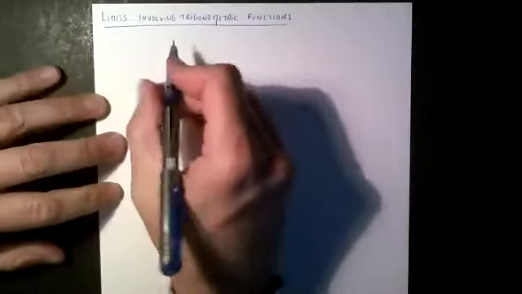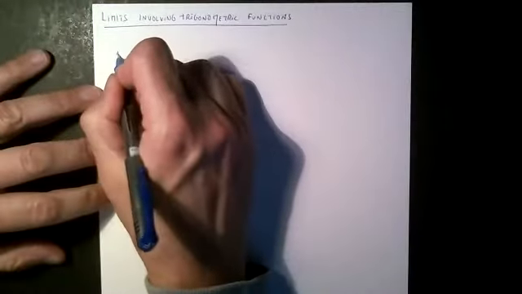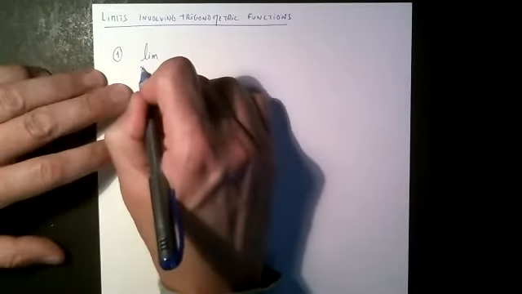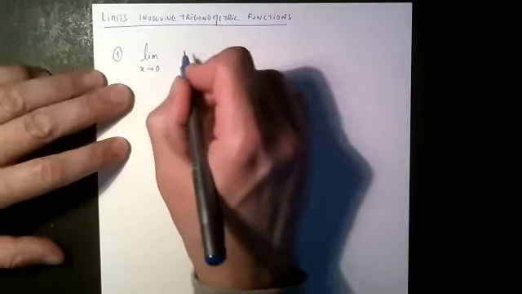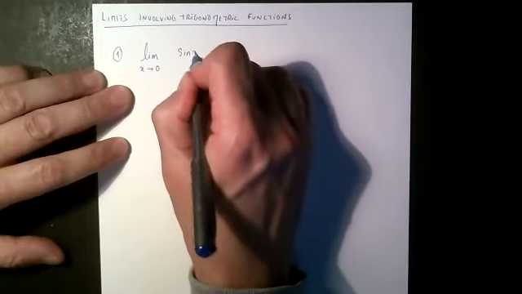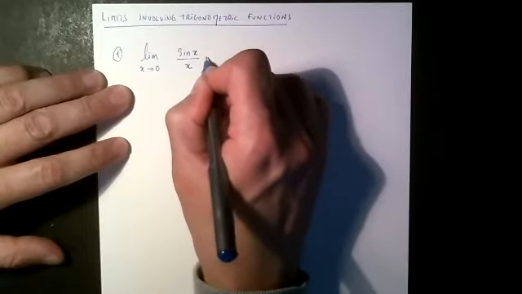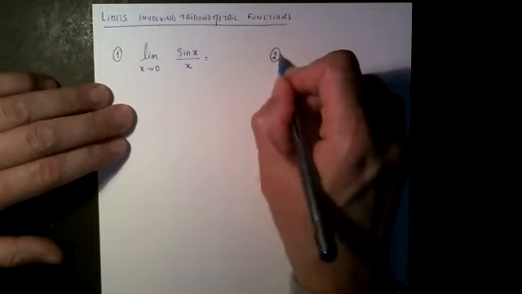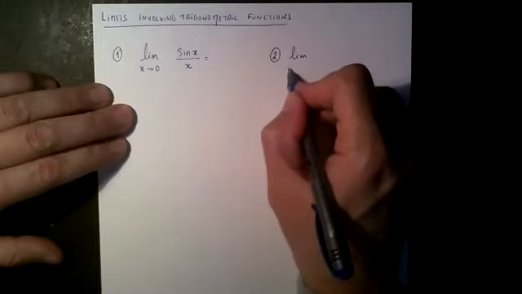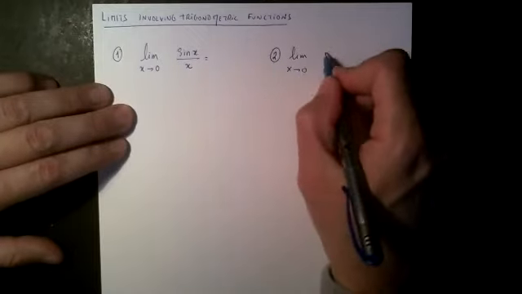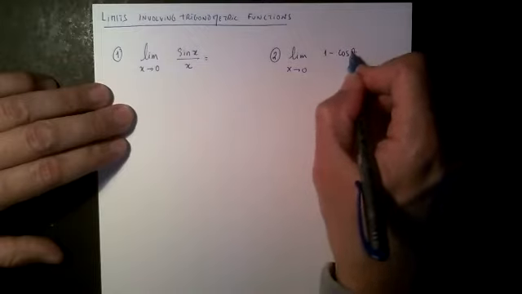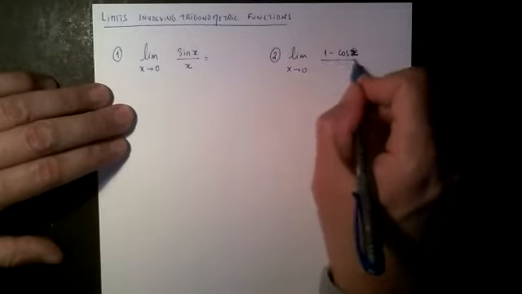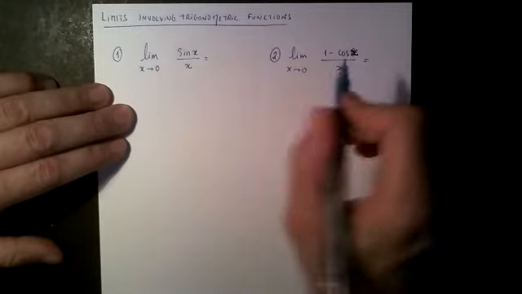So there's 2 things you need to know. One is that the limit as x approaches 0 of sine of x divided by x equals something. And the second thing you need to know is that the limit as x approaches 0 of 1 minus the cosine of x over x is equal to something.